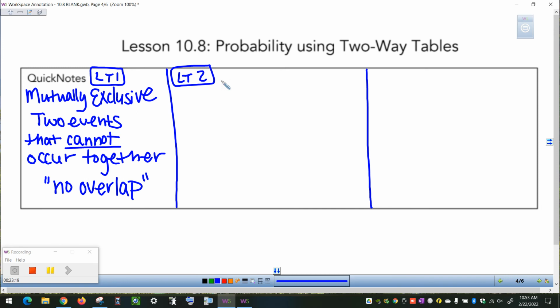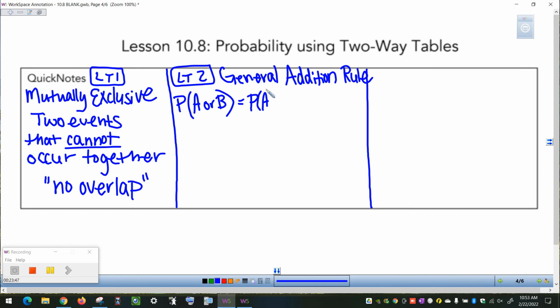All right, our second learning target here was to apply the general addition rule for any 2 events. So the general addition rule is used when we are finding the probability of A or B. And so we start by adding together the probability of A plus the probability of B. But then we saw in the activity that if there was any overlap, we would need to subtract that out. So we're going to subtract out the probability of A and B.